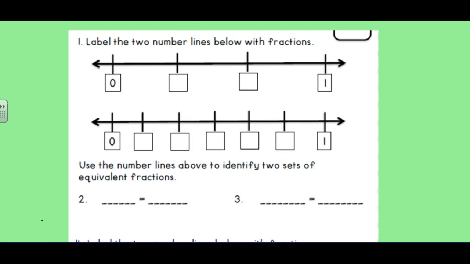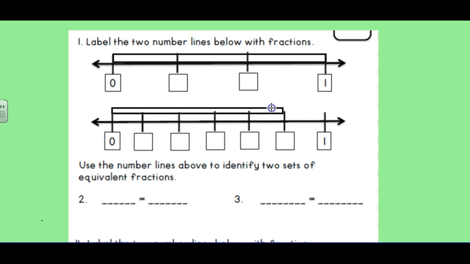So we're going to use the strategy that we always do, and we're going to put our rectangle from 0 to 1. And I'm going to do that on both of my number lines, and then once you have put your rectangles from 0 to 1, you can see how many equal parts there are on the number lines. So up here on the top number line, there's 1, 2, 3 equal parts.